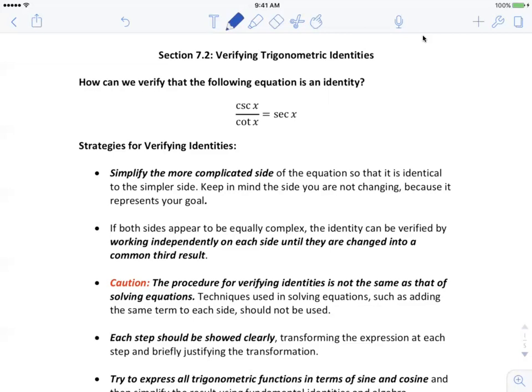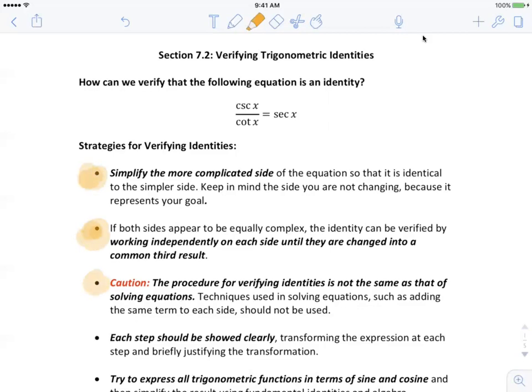Okay. Now, if both sides are equally complex, so if I look at that next bullet point, then I could work with each side independently and simplify them to a common third result, I guess. Okay. So those are your two main techniques there, more so that first one than the second one, but they'll both work.